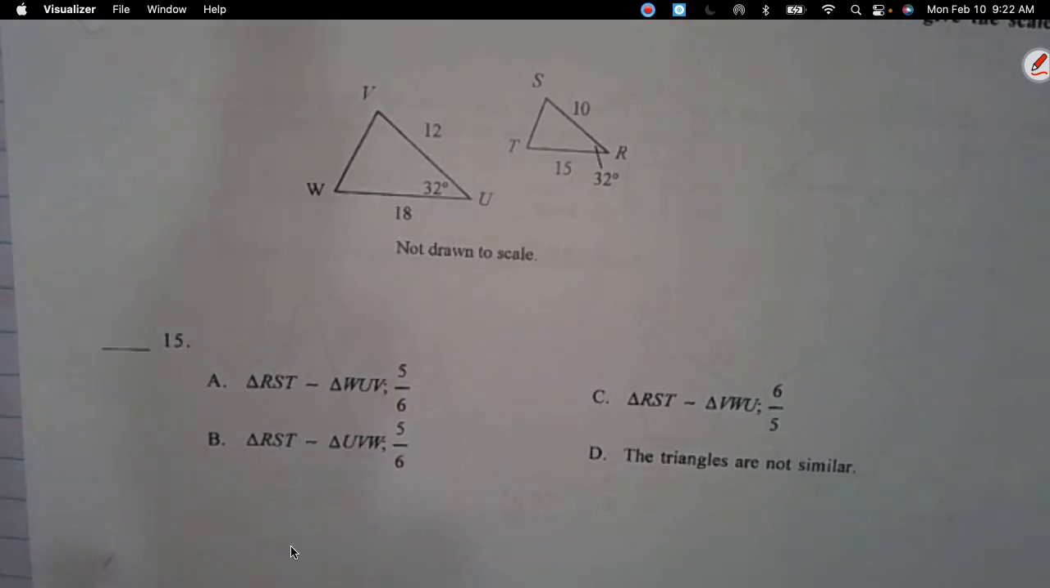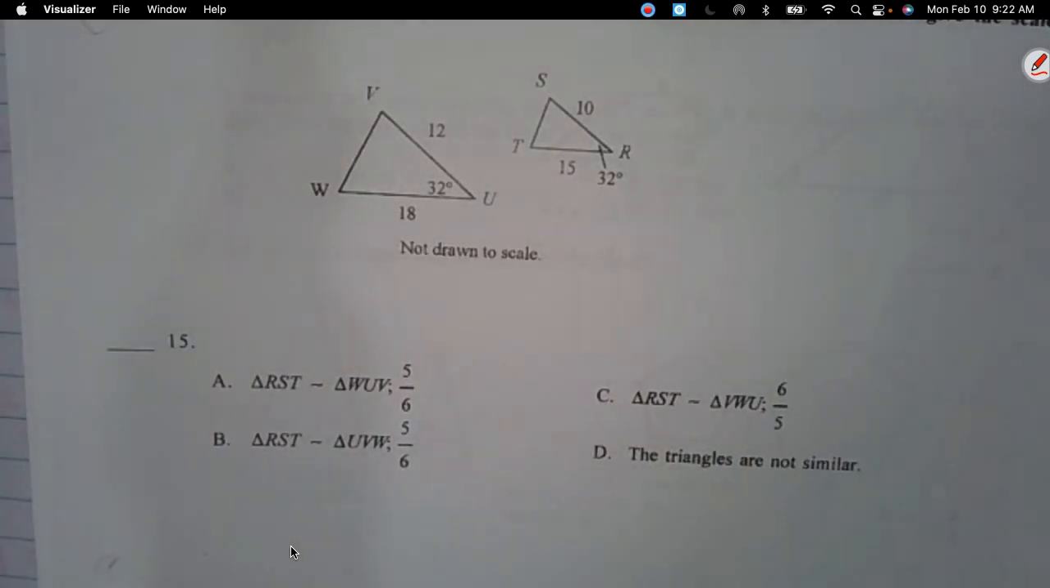I think. Okay, it says, are these similar? If so, give the scale factor. So notice all my answers. What triangle do they want me to start with? RST. So I'm going to start with these numbers and then go to these numbers. So 10 to 12, let me put that. 10 with the 12, and then what? 15 with the 18. And why does that angle matter?